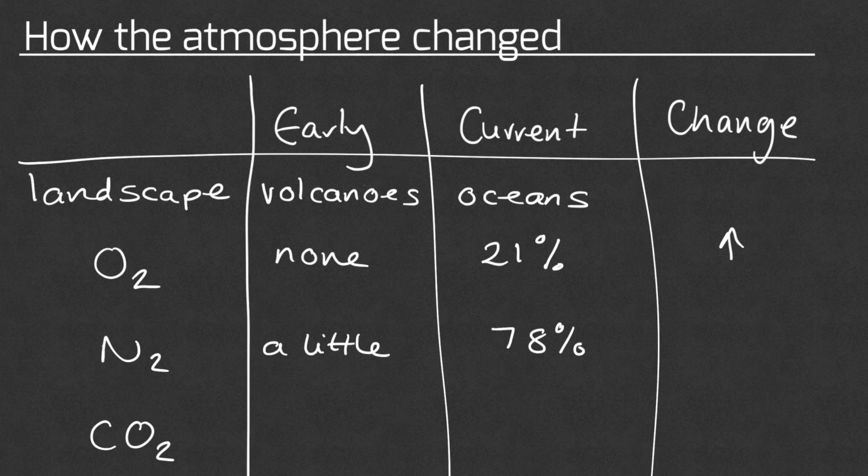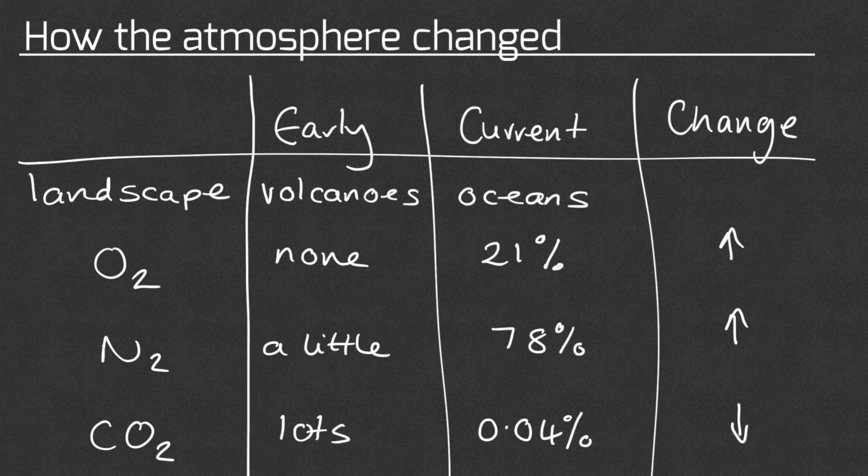In the early atmosphere, there was only a little bit of nitrogen, but now nitrogen represents the main gas in the atmosphere at about 78%. So this means that the amount of nitrogen has increased. In the early atmosphere, the main gas was carbon dioxide. It made up the majority of the atmosphere. In the current atmosphere, it only makes up a small proportion, about 0.04%. So the carbon dioxide has decreased.